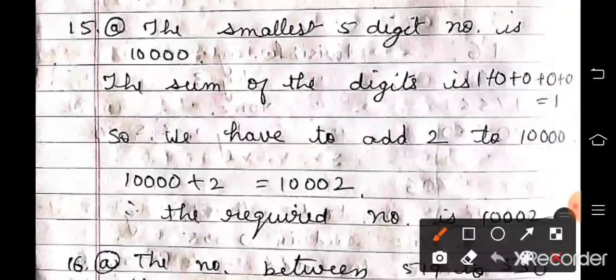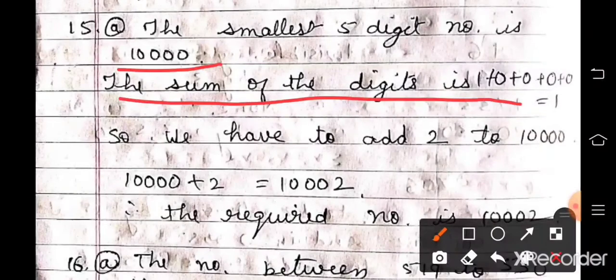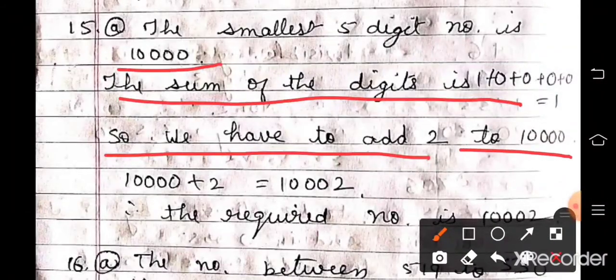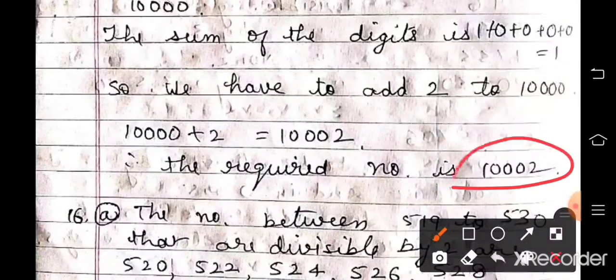Now question number 15. Find A part, the smallest 5-digit number divisible by 3. So the smallest 5-digit number is this one. The sum of the digits is 1. So we have to add 2 to 10,000. Okay, so the required number is 10,002.